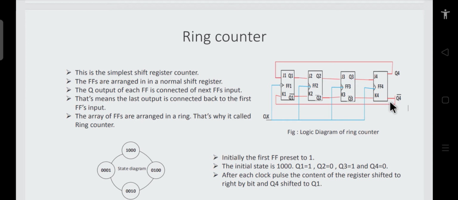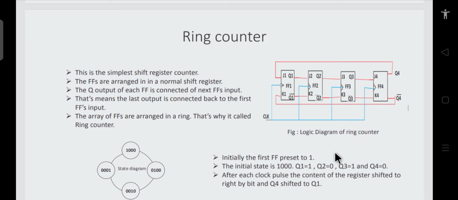Similarly, the output Q4 becomes the input, and Q4 bar becomes the input to the K input of the first flip-flop. This is why it is called a ring counter, because we are connecting the output to the input again. The output of the MSB flip-flop is connected back to the input of the LSB flip-flop; both outputs of the MSB flip-flop are connected back to the respective inputs of the LSB flip-flop. So this is a very simple shift register counter.